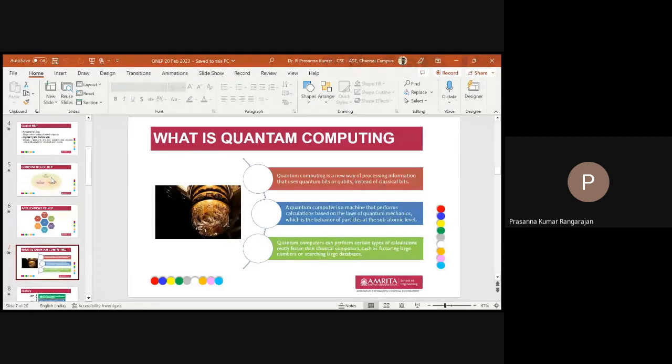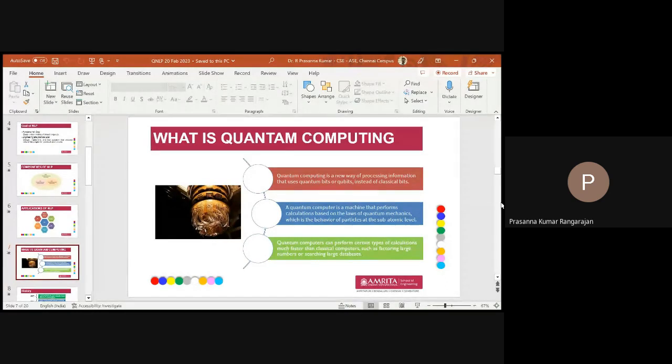What is quantum computing and how can quantum computing help NLP? See, NLP actually requires a lot of processing capability. We now talk about CPUs and GPUs. Even this processing capability is not sufficient for NLP applications. We need more computing power, and people talk about quantum computers.